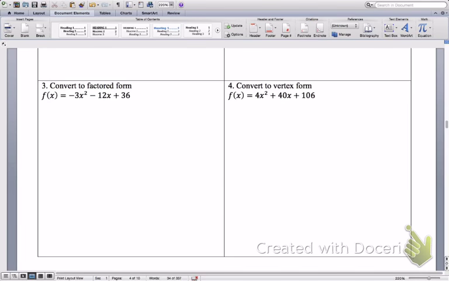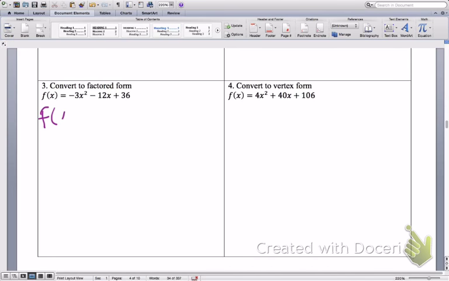Now we're going to convert to factored form. This is in standard form. So now we're going to go backward. So we need to do our x factor. Notice we cannot use our shortcut because of that 3, so we have to do grouping unless we take out the GCF, and in this case we can take out a GCF conveniently. So let's go ahead and do that.